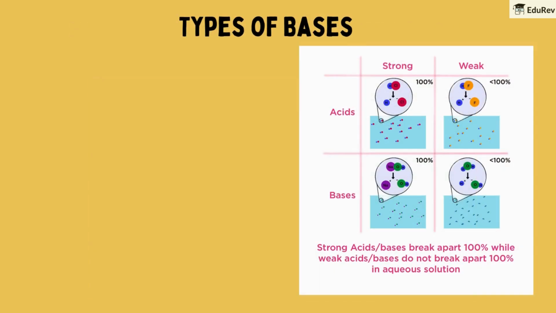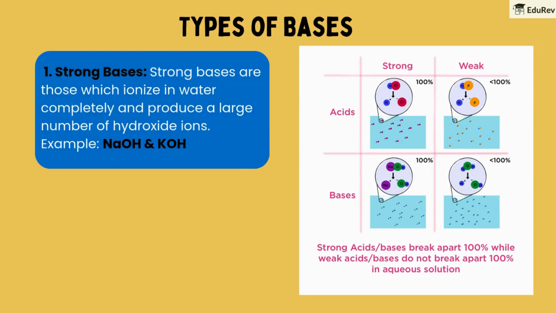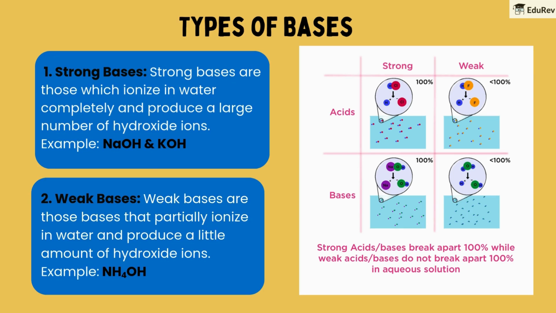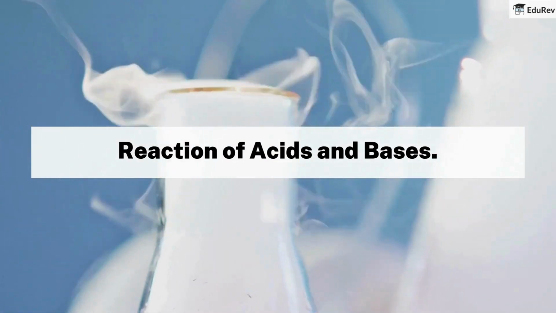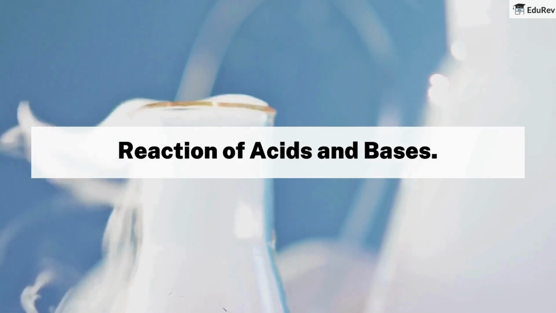Let's learn about the types of bases now. Strong bases. Strong bases are those which ionize in water completely and produce a large number of hydroxide ions. Example: sodium hydroxide and potassium hydroxide. Weak bases. Weak bases are those bases that partially ionize in water and produce a little amount of hydroxide ions. Example: ammonium hydroxide. Let's now see some important reactions of acids and bases.